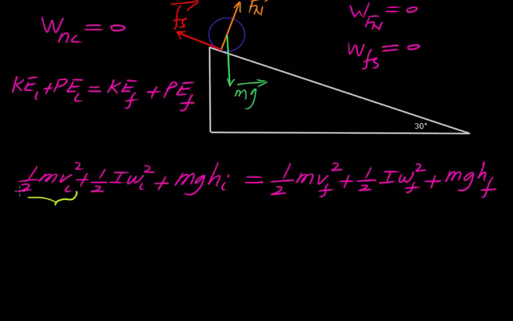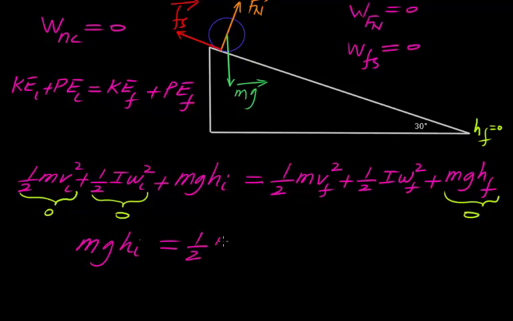Since the disk starts from rest, both translational and rotational kinetic energies are going to be 0. If we choose the height final at the bottom of the incline to be 0, therefore the potential energy final is going to be 0. And this equation is reduced to the following. mgh initial equals 1/2 mv final squared plus 1/2 I omega final squared.